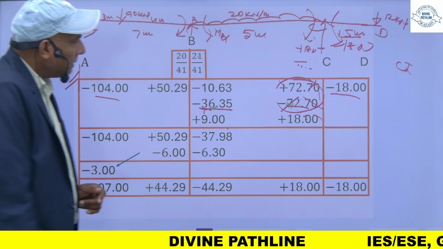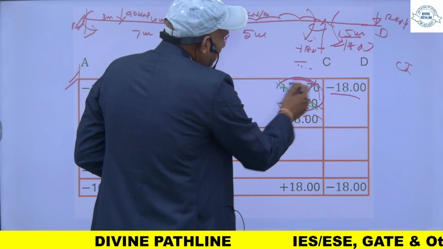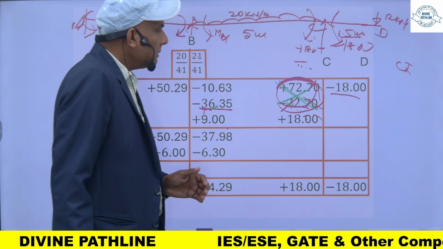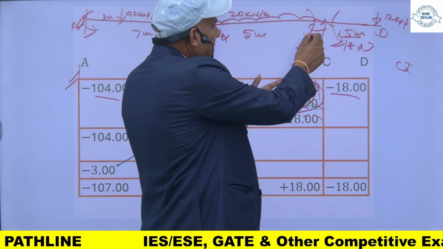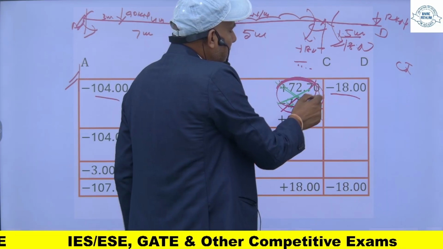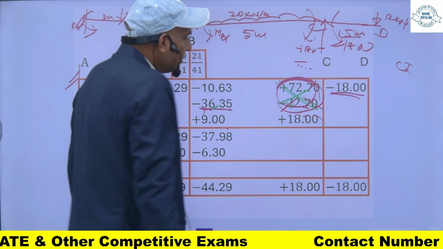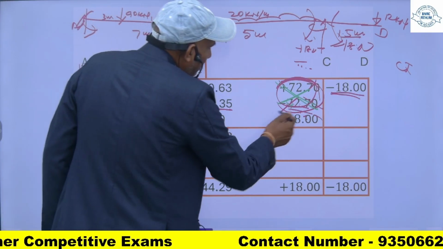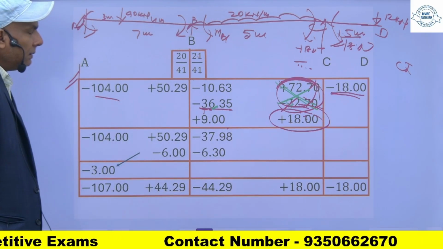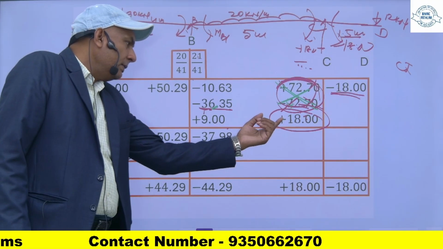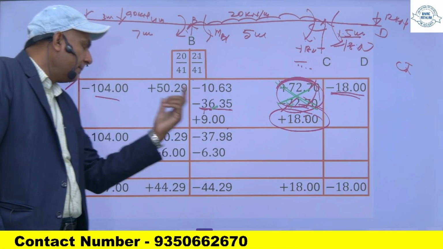Now this is 0, the whole is 0, but the moment at this point MCB should be equal to plus 18. If it is minus 18, it should be plus 18. So I have applied a correcting moment of plus 18. Then half of this, plus 9, will come here.